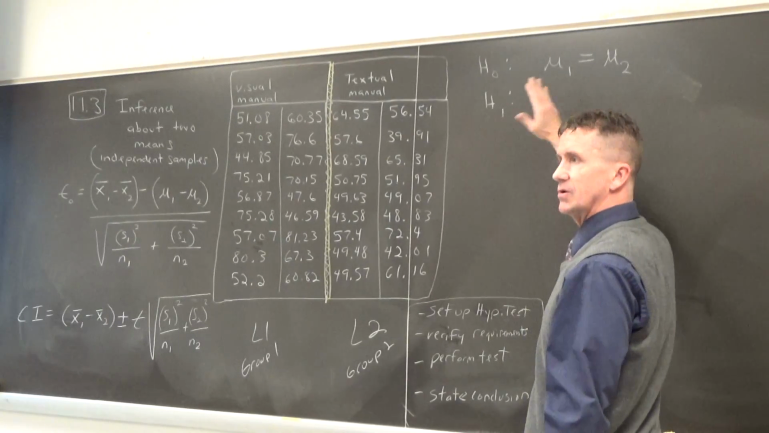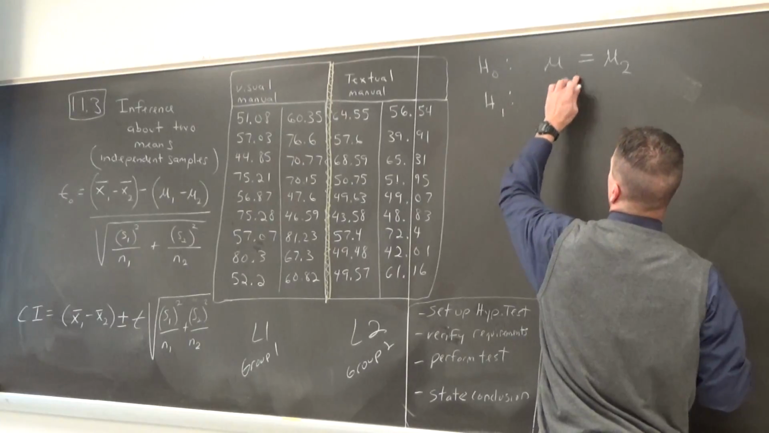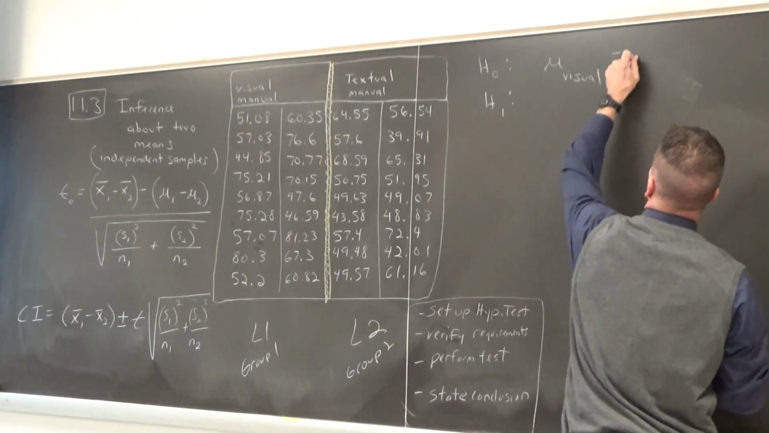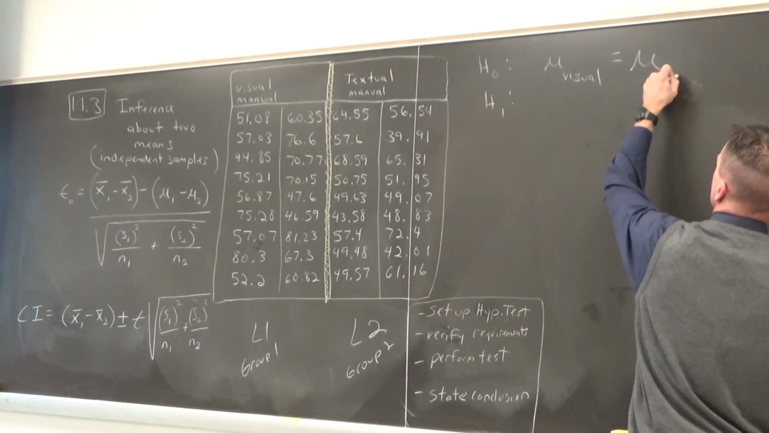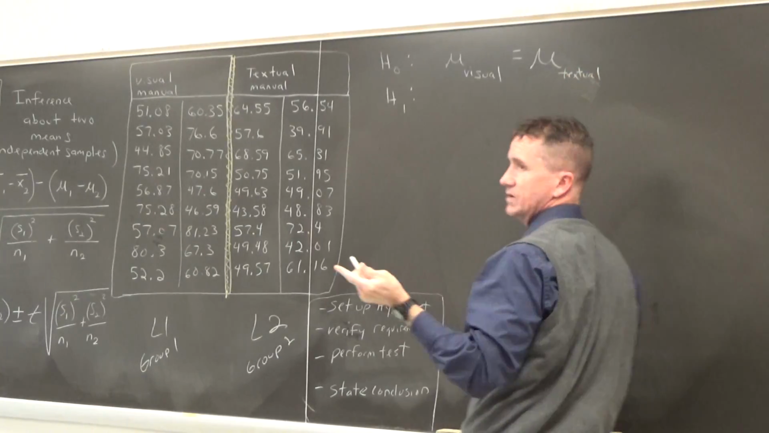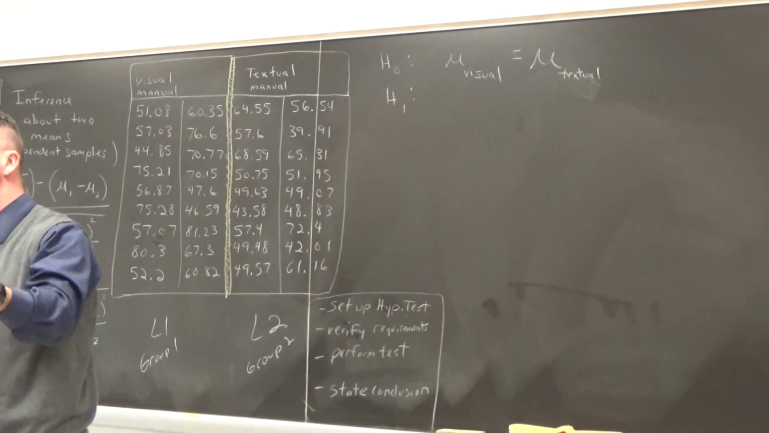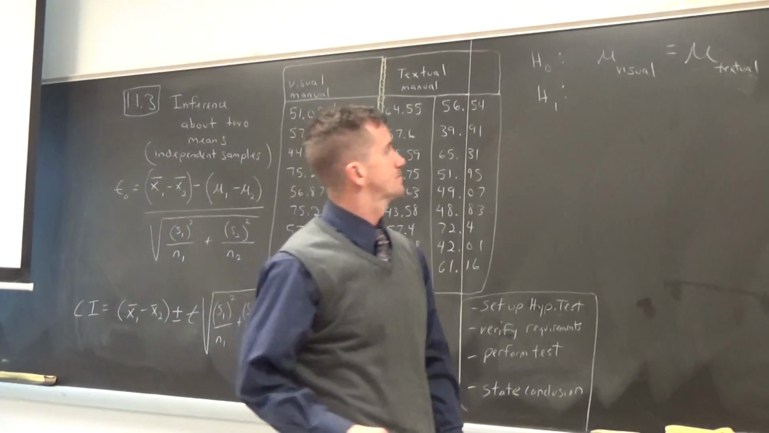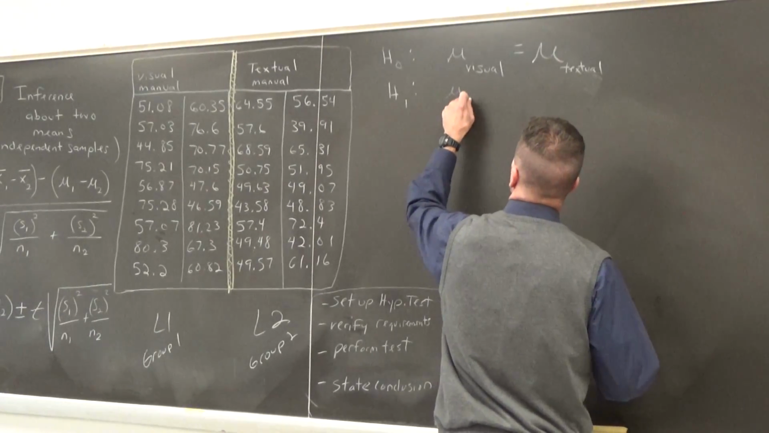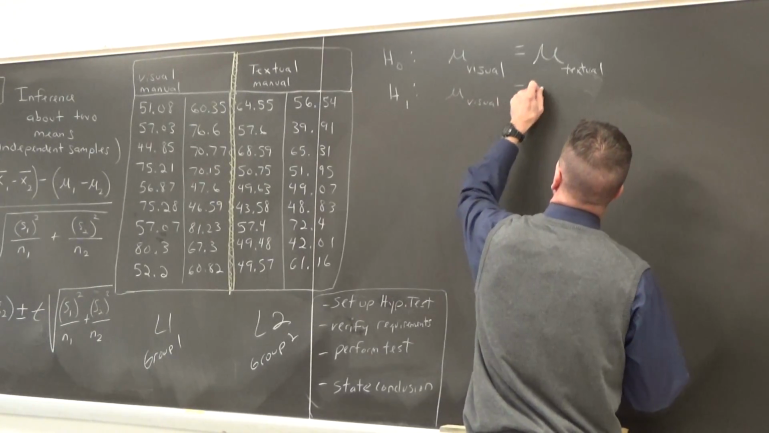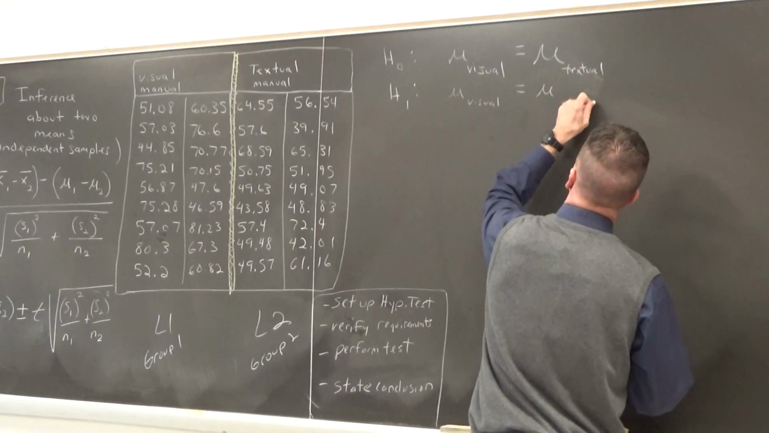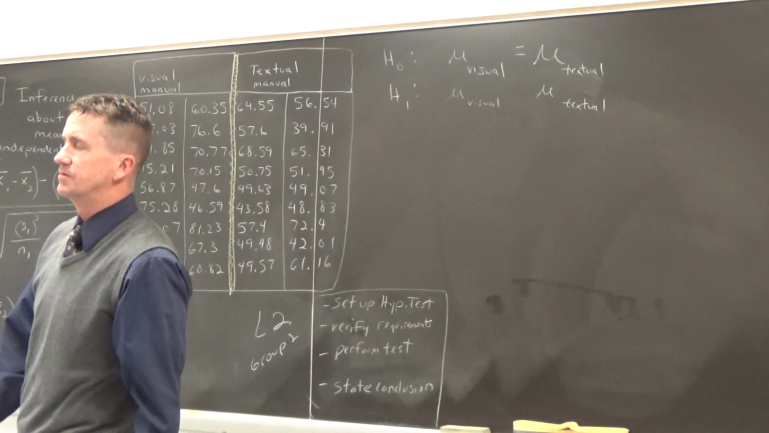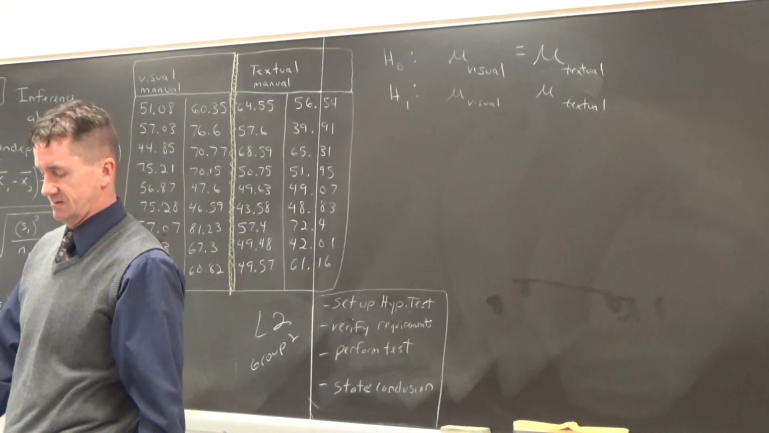But there's another way you can set this up. If you find it easier to understand, you could write a subscript of visual, and mu with a subscript of textual. So it's really up to you as a student. You could do the mu sub 1, the mu sub 2, or the mu sub visual and the mu sub textual. You could write it like this, or with the 1s and 2s. It's up to you.